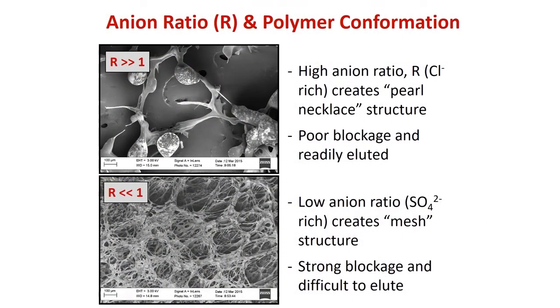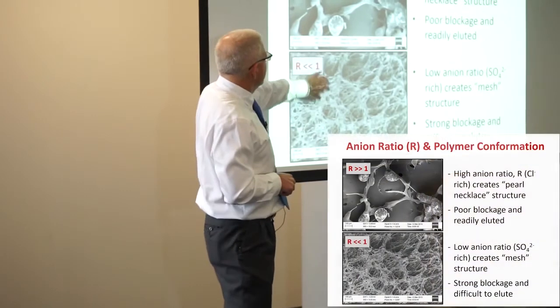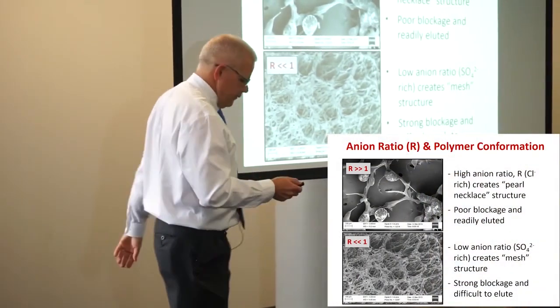Do we get something that looks like the top, that's for a chloride, that's a hydrogel in a chloride solution, or in the bottom in a sulfate solution? One creates this great net which fills the pores. The other creates these just little blobs that flow right through.